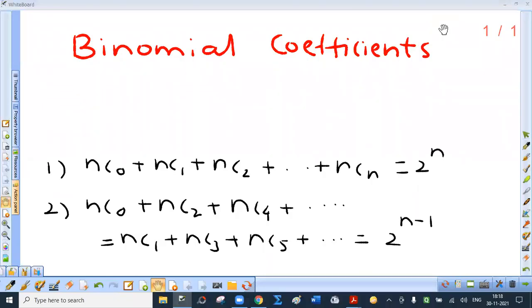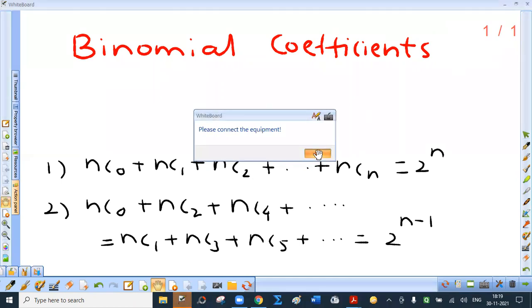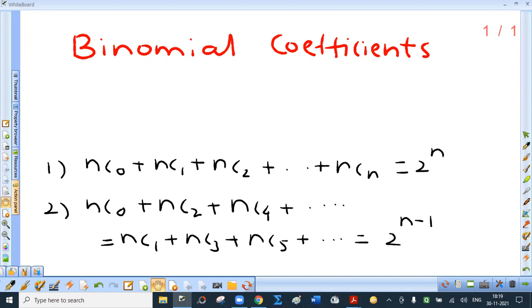Okay, write down. Give the title binomial coefficients. In that, write down the coefficients NC0, NC1, NC2, dot dot dot, NCn in the expansion of (a plus b) raised to n are called the binomial coefficients of order n.